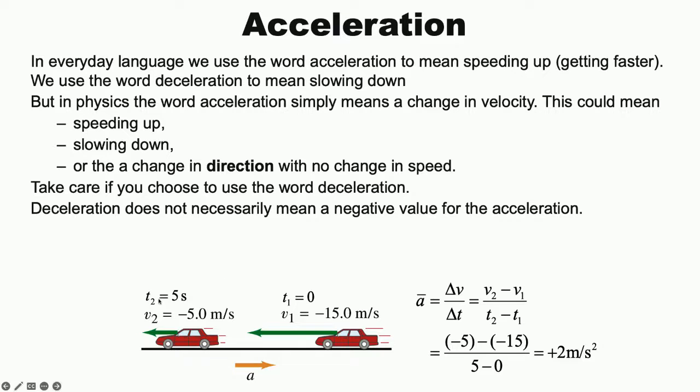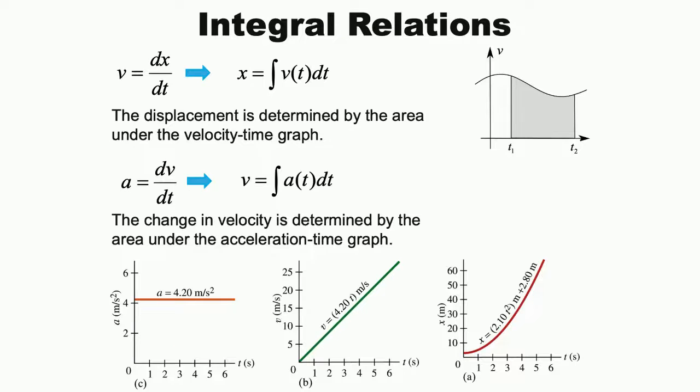So we have this example where a car starts at t equals 0 and has a velocity, v1, of minus 15 metres per second. And it might slow down to minus 5 metres per second over a time period of 5 seconds. So here we still have a positive acceleration. It's not deceleration, we still get a positive 2 metres per second squared acceleration. So I've sort of implied this as we've gone, but there is integral relations.